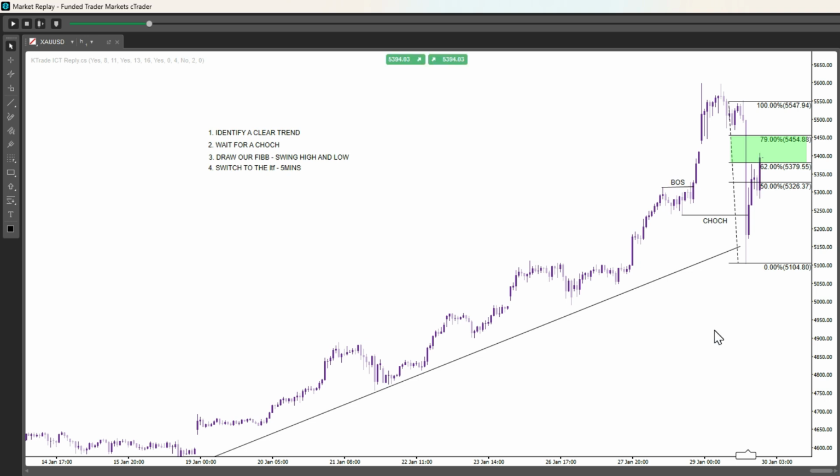Right, so as we can see, the market has tapped into our OTE zone, which is again a good sign for us. Now that the market has tapped into our OTE zone, we switch to the lower time frame, which is the 5 minutes time frame. So let's go to the 5 minutes chart.